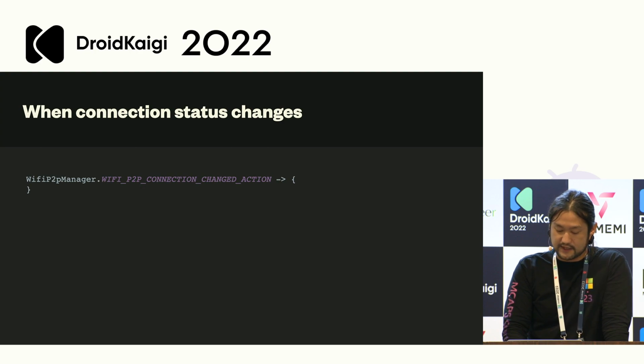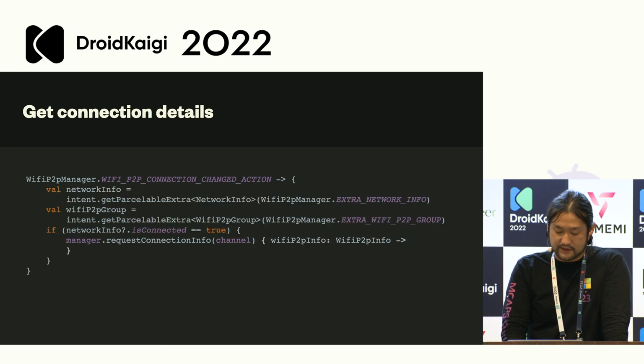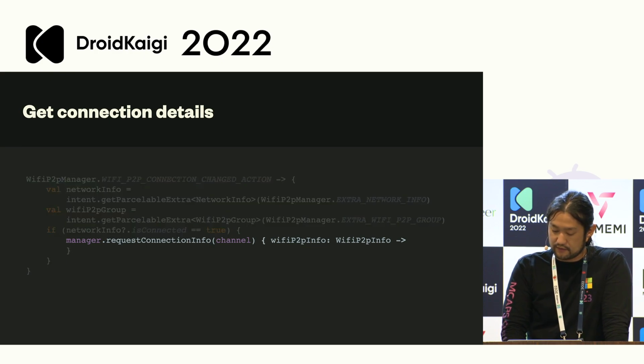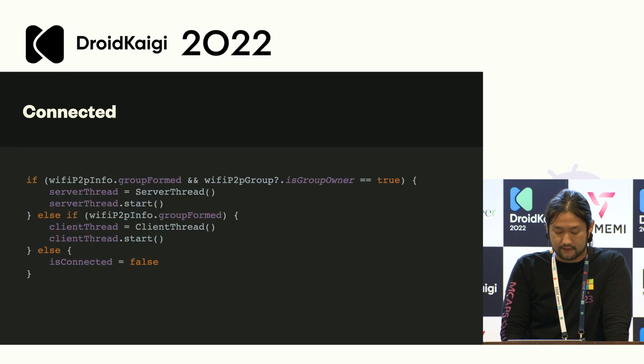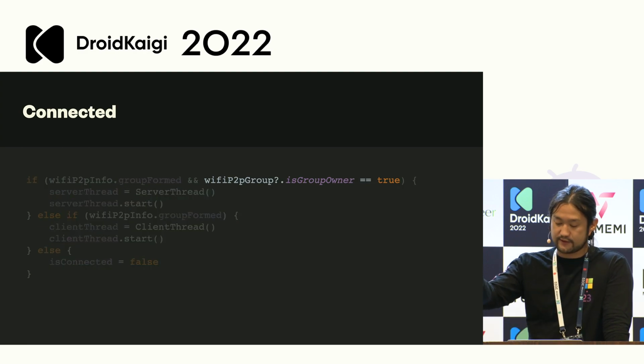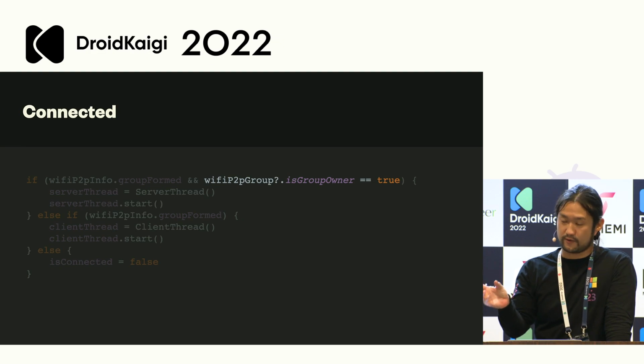If there is change in connection status, connection changed action is called back. Once isConnect method confirms that the connection has been made, request connection info should be called to obtain the details of the networks. All right. The Wi-Fi P2P info passed to the callback is used to branch the process. If they connect to you, you become the group owner. Otherwise, you are the client.